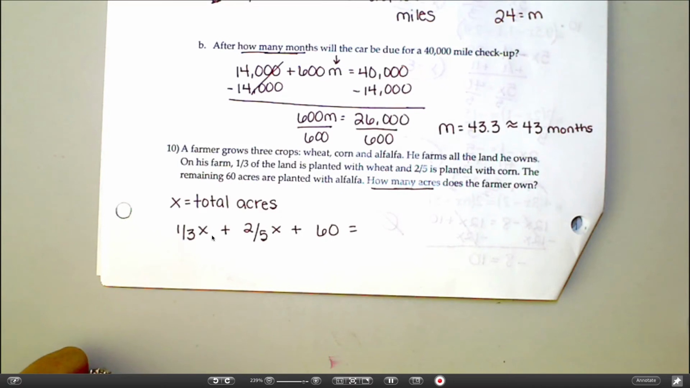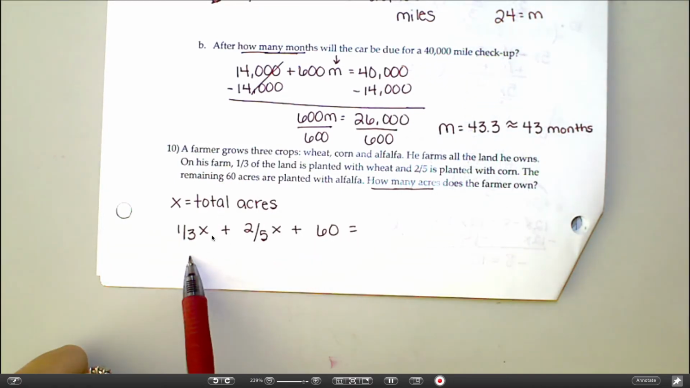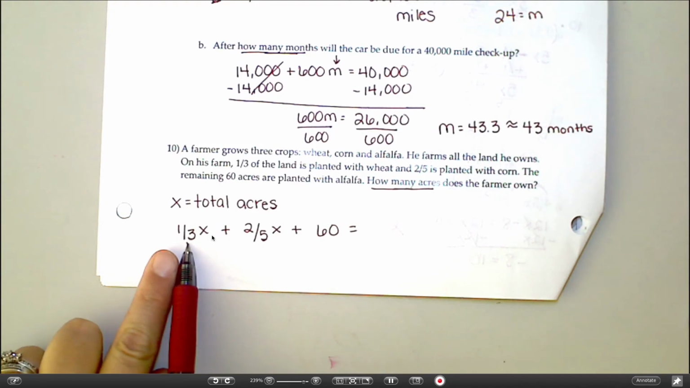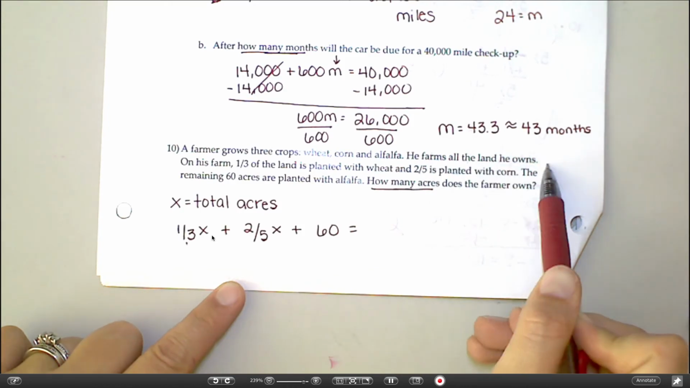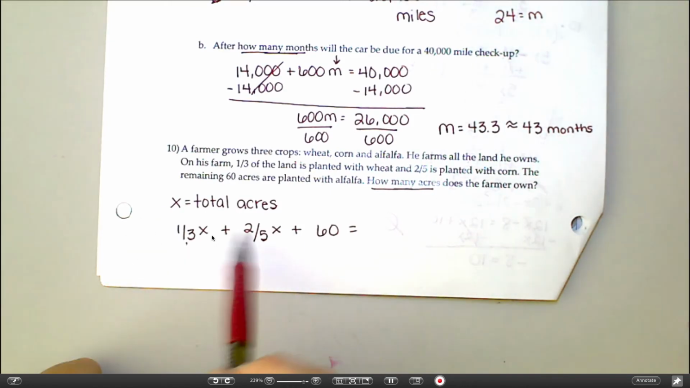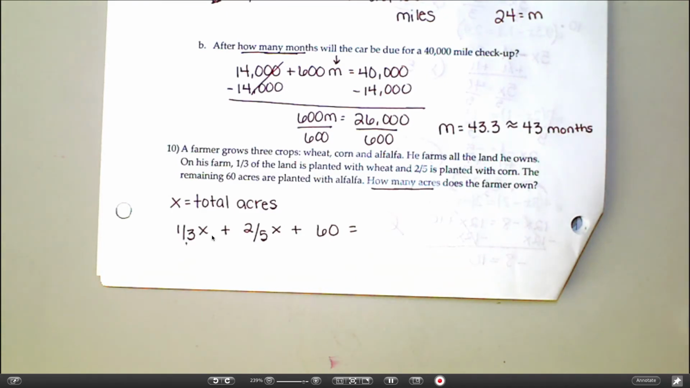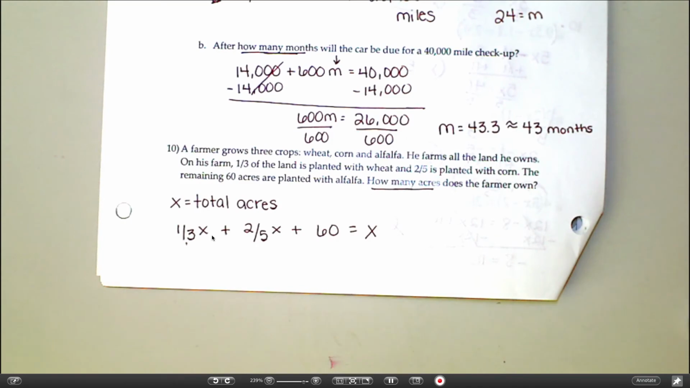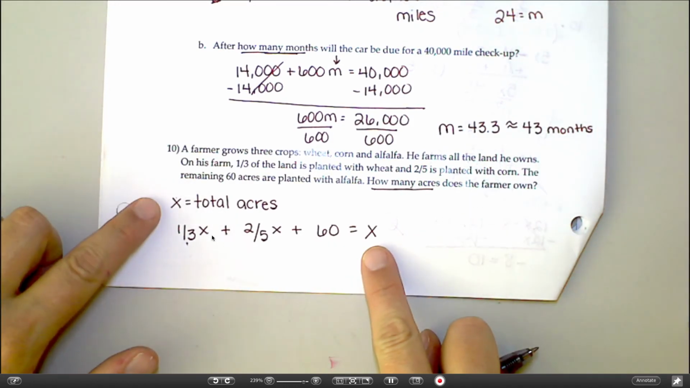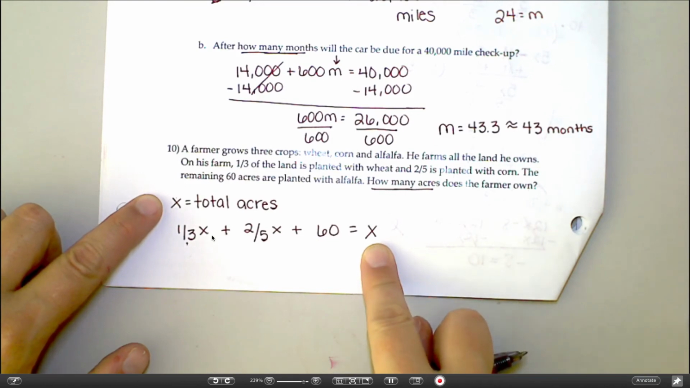Think about that. Here's how much I plant with wheat, here's how much I plant with corn, here's how much I plant with alfalfa, and I farm all the land I own. What should that equal? The total number of acres, right? The total amount of land. So mathematically, what do I put there? X. Yeah, because X is my total number of acres. Okay? So the big key to this is getting this set up and getting it equal to X, because that's what we said our total acres is going to be, our total amount of land.